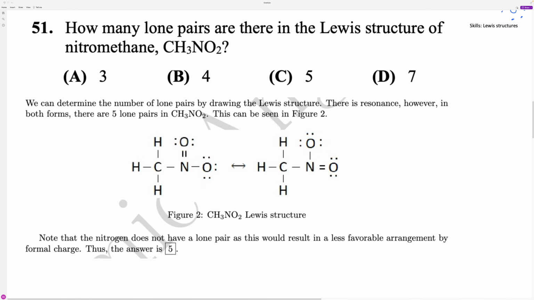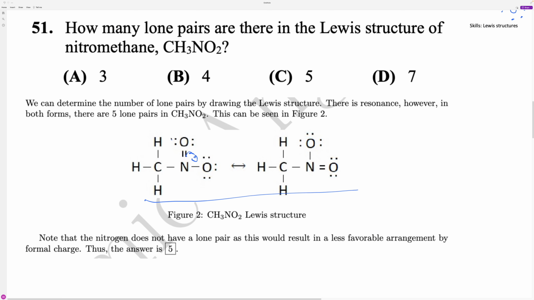Okay, let's move on to question 51. We're just going to draw the structure out. In fact, it's already drawn out here. I'm not going to draw it out again. There is, again, resonance. Been a lot of resonance recently. But in both the resonance forms, you're just exchanging this double bond here. So the amount of lone pairs is going to stay the same. You don't really need to draw the resonance.